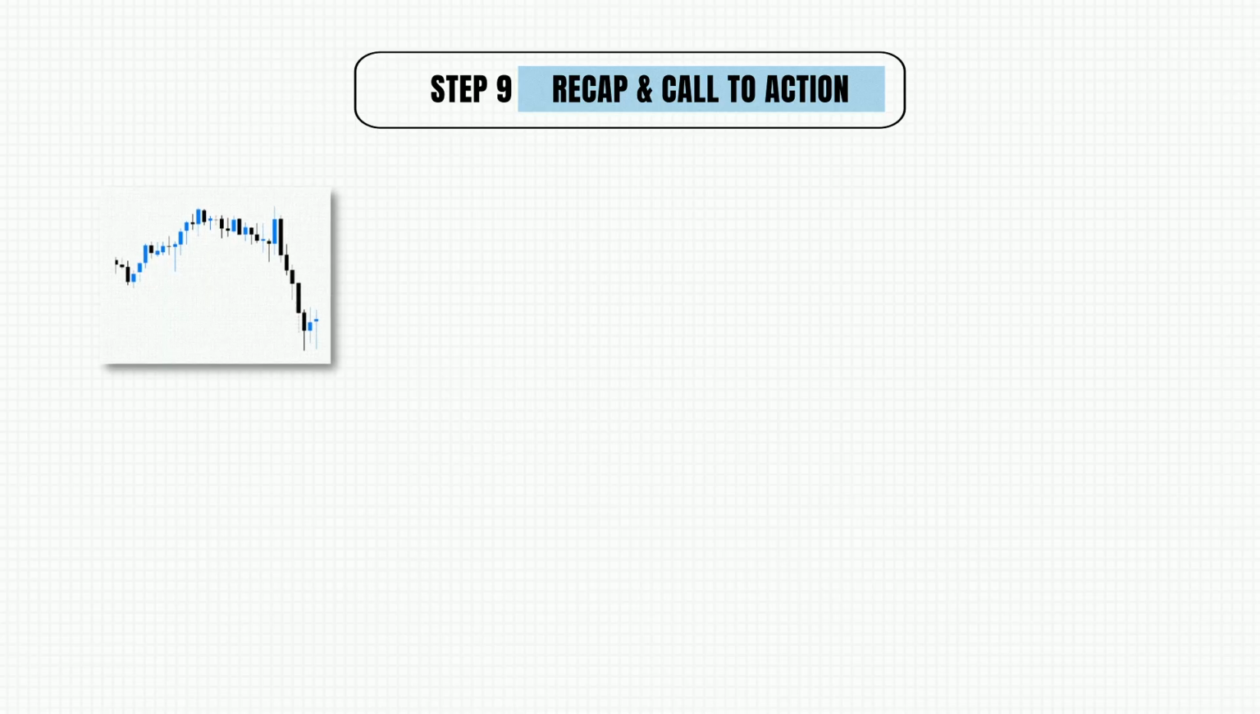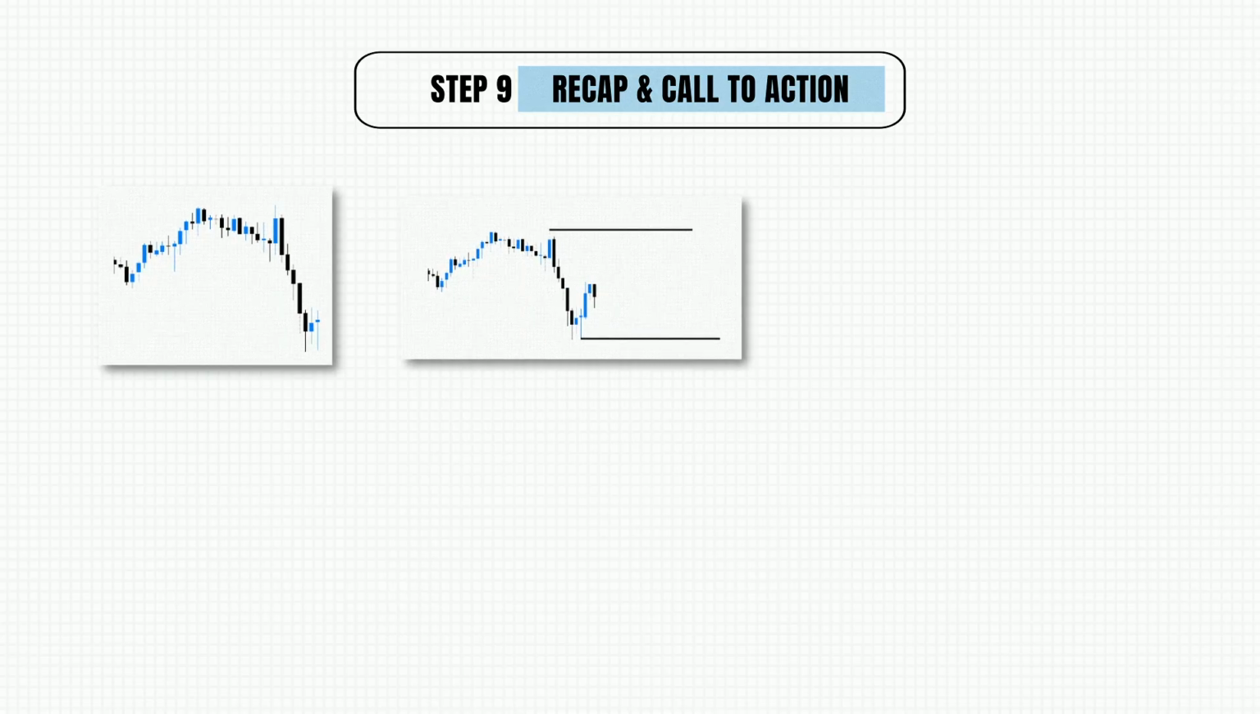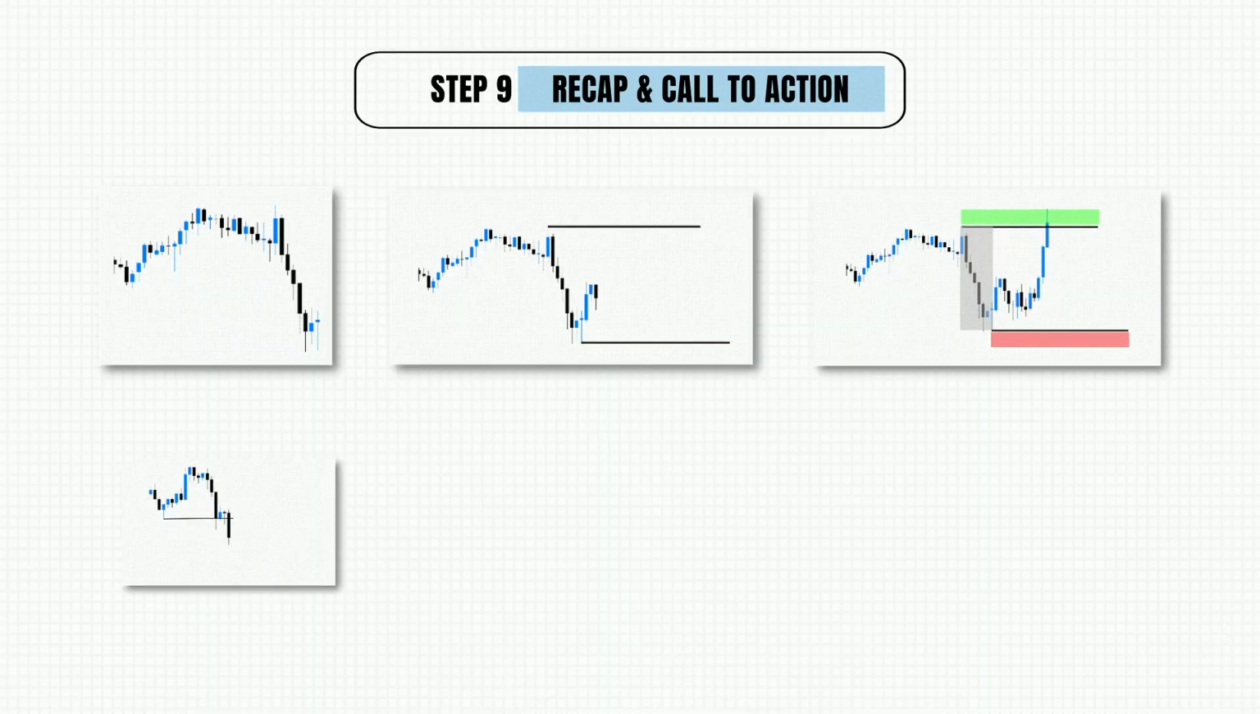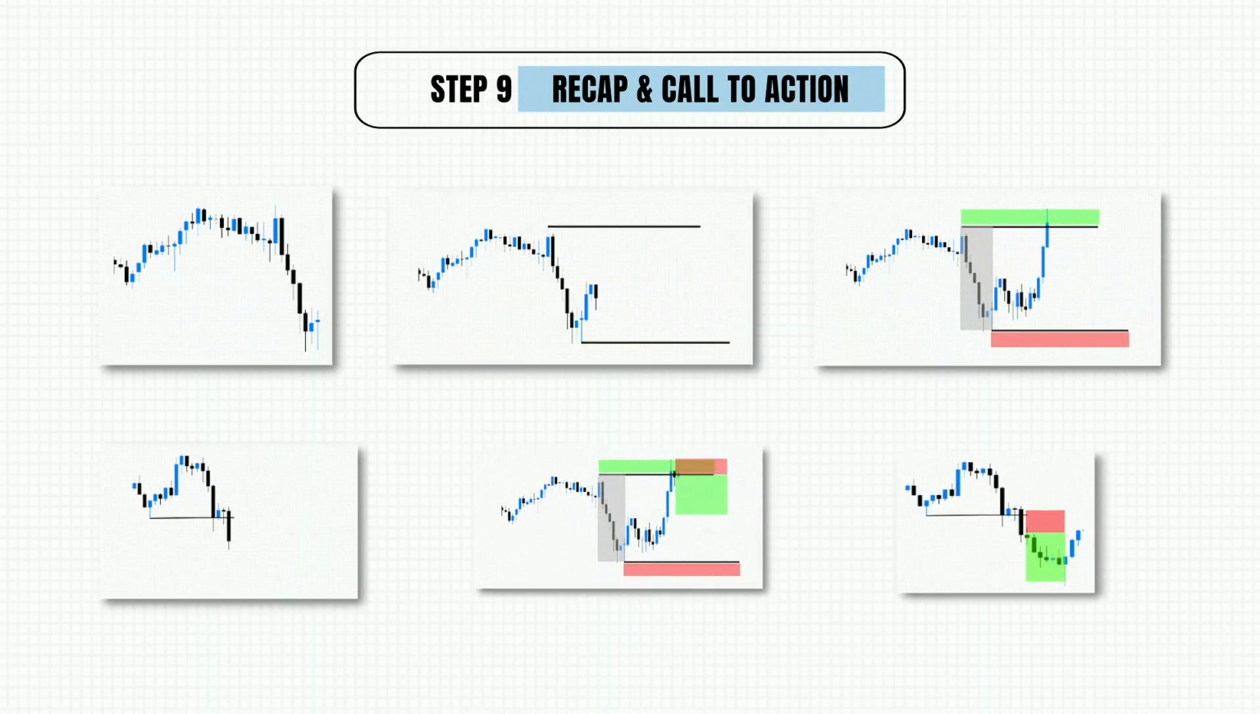Step 9. Recap and call to action. Go to the 5-minute chart. Mark the high to low or low to high order flow range. Trade only the liquidity raid reversal candle or the breakout with displacement. Stick to 1-2 risk-reward.